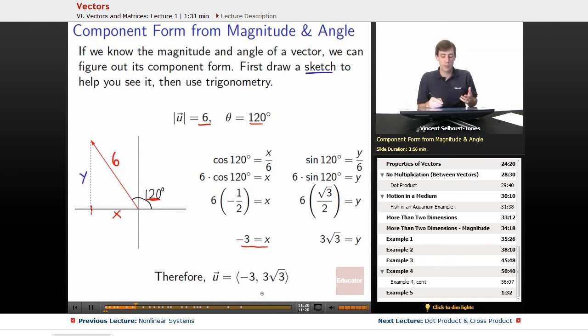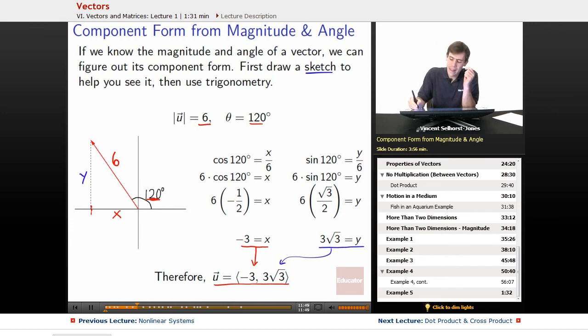Y, the vertical component: sine of 120, the angle we're dealing with, is equal to the vertical component divided by the length of the entire segment, 6 in this case. So sine 120 equals y over 6. Multiply both sides by 6. Sine of 120 is root 3 over 2, so it simplifies to 3 root 3 equals y. So at that point, we take both of these pieces of information, slot them into our u, and we've now got component form. Our u is equal to negative 3 comma 3 root 3.